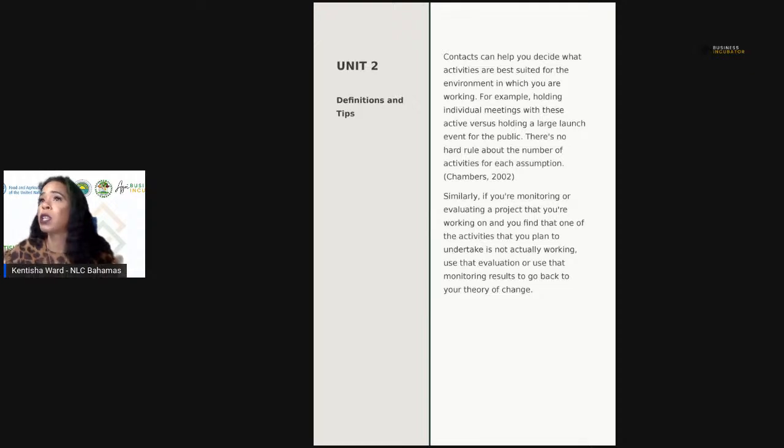Also, back to our contacts. They help you decide what activities are best suited for the environment in which you are working, for example, holding individual meetings versus holding a large launch event for the public. There's no hard rule about the number of activities for each assumption. Similarly, if you are monitoring or evaluating a project and you find one of the activities that you planned to undertake is not actually working, use that evaluation to monitor results.